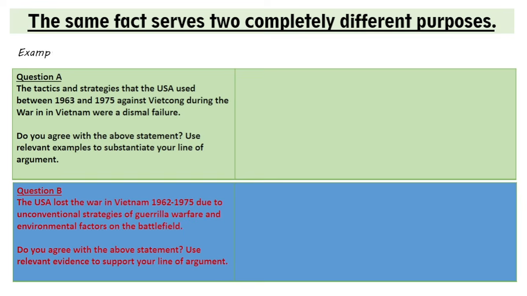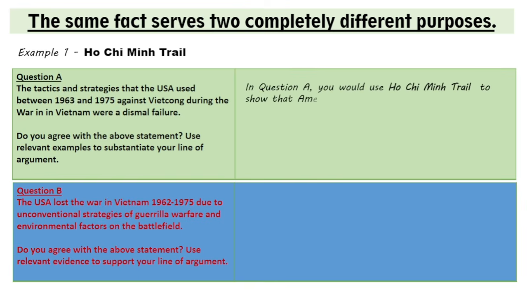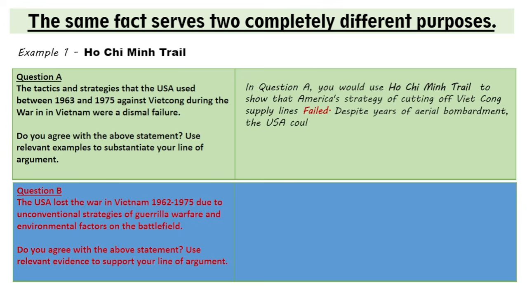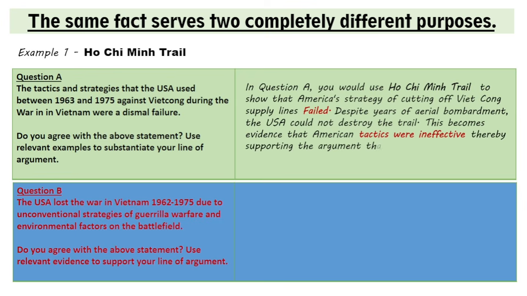Take the Ho Chi Minh Trail as the first example. In question A, you would use the Ho Chi Minh Trail to show that America's strategy of cutting off Viet Cong supply lines failed. Despite years of aerial bombardment, the USA could not destroy the trail. This becomes evidence that American tactics were ineffective, thereby supporting the argument that their strategies were a dismal failure.